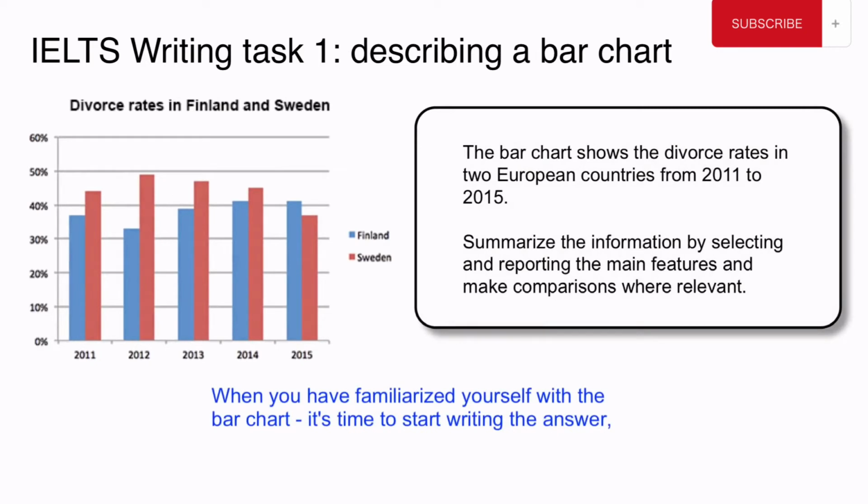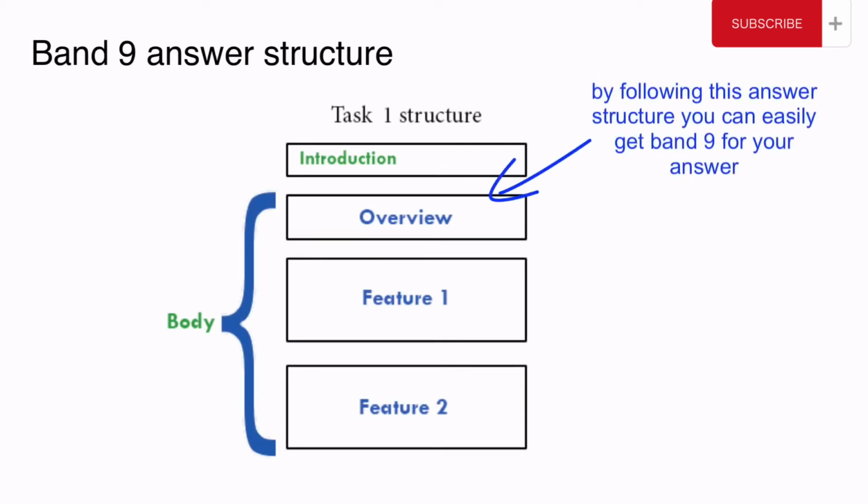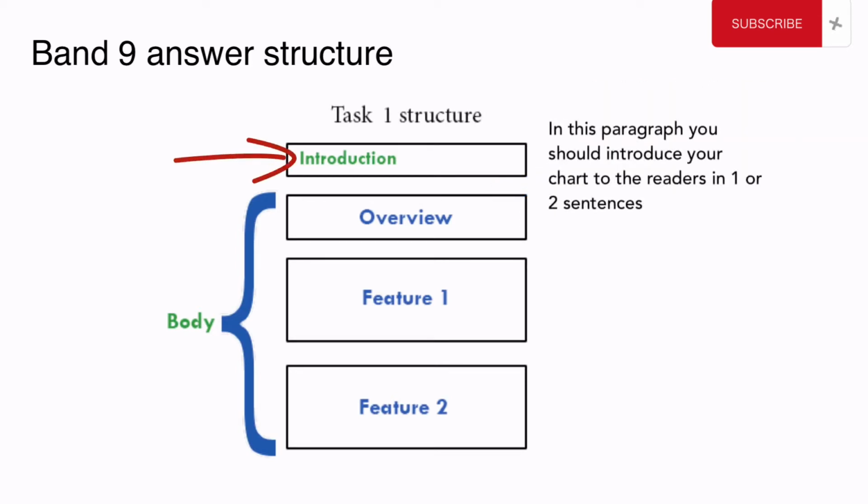And when you have familiarized yourself with the bar chart, it's time to start writing the answer, following the Band 9 answer structure. And here is the Band 9 answer structure for IELTS Writing Task 1. By following this answer structure, you can easily get Band 9 for your answer. So let's study it together. Your first paragraph is an introduction. In this paragraph, you should introduce your chart to the readers in 1 or 2 sentences.